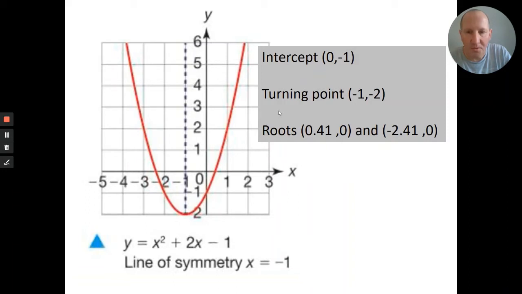Also has a line of symmetry, and the line of symmetry will be x equals. On this graph we're looking at, the line of symmetry is x equals minus 1. That's a straight line going up, and it's symmetrical about that.